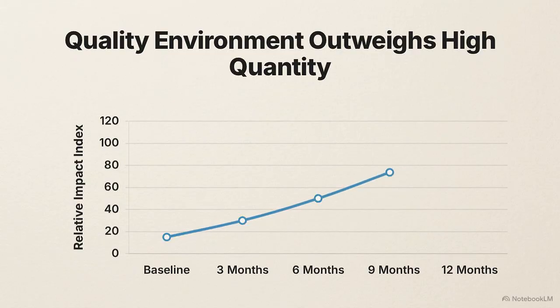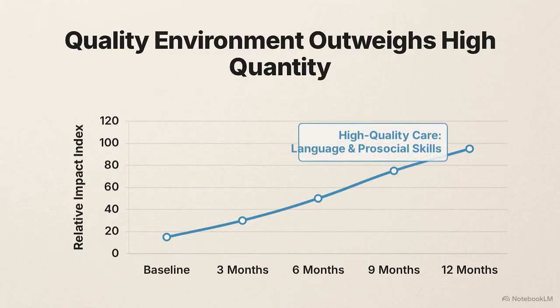High-quality care, defined by sensitive caregiving and rigorous cognitive stimulation, yields lasting developmental benefits in both language acquisition and prosocial behaviors. Conversely, a high quantity of care, meaning excessive hours spent in non-maternal settings during that critical first year, correlates with a slightly increased risk of childhood disobedience and behavioral issues.